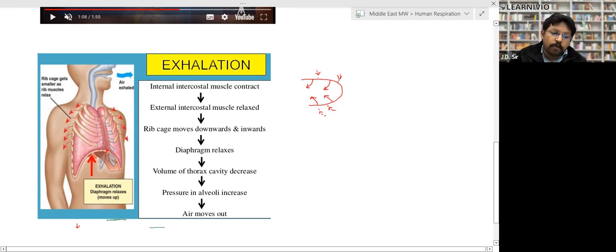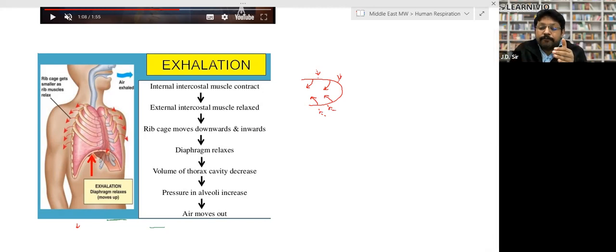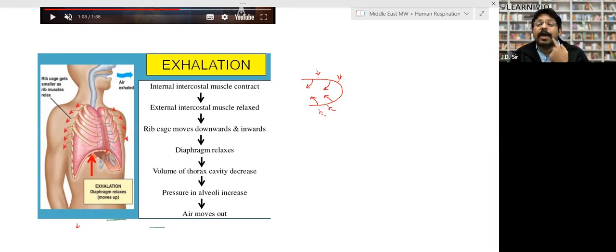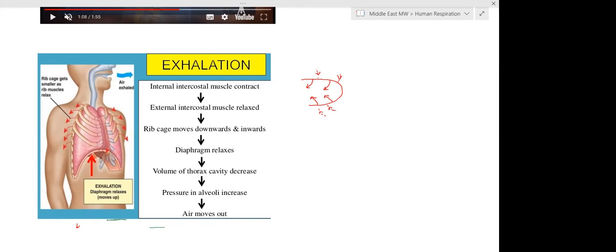Again, the diaphragm will come back to its position. It will become convex. When the diaphragm comes upside, the ribs go inside. It is like a balloon that we are pressing from outside to inside and from bottom to upward. So the pressure inside will increase. When the pressure inside increases, air will start moving out from the lungs to the external atmosphere. Clear? Yes. Fine. So please note it down: mechanism of expiration.